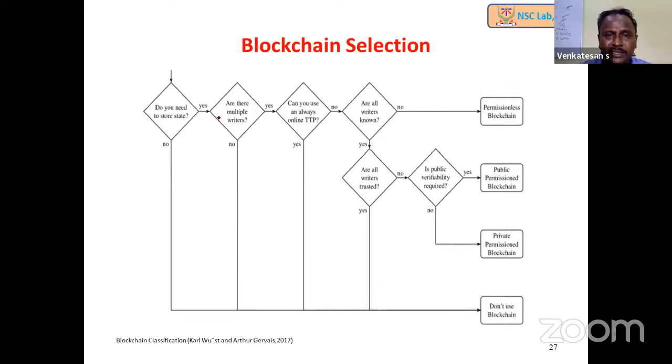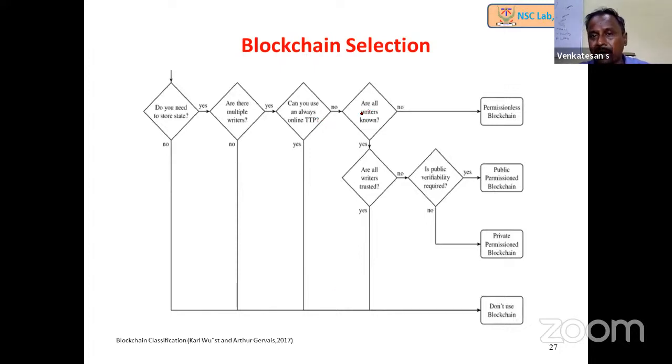And the next question is, are there multiple writers? If you are having only one writer in your application, that means it is centralized. So there is no need for that. Otherwise, you take the next question. It is like, can you use an always online trusted third party? For every activity, if you are bringing the trusted third party in between, then also again, no need of using the blockchain technology. So if you are not using, then take the next question.